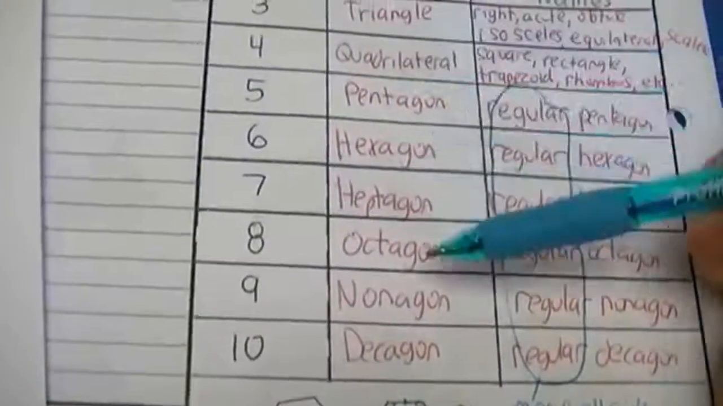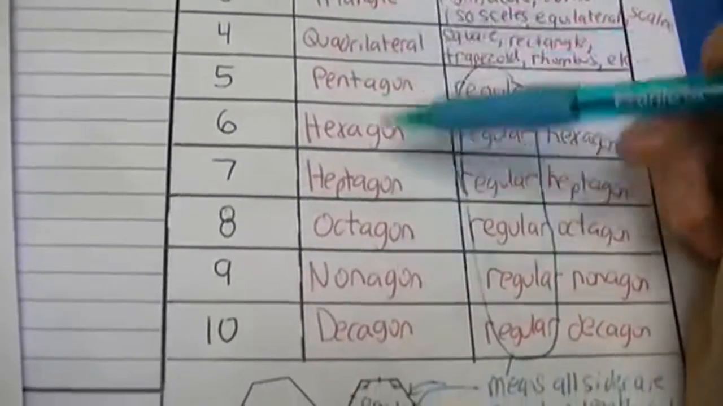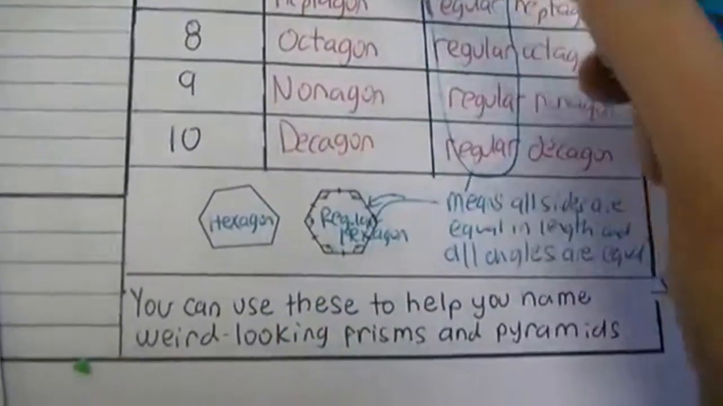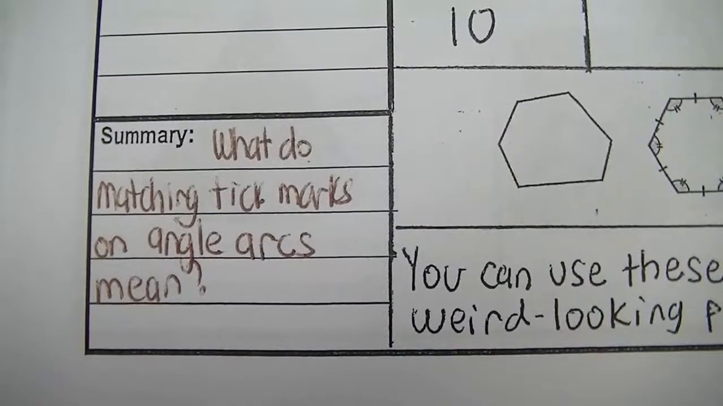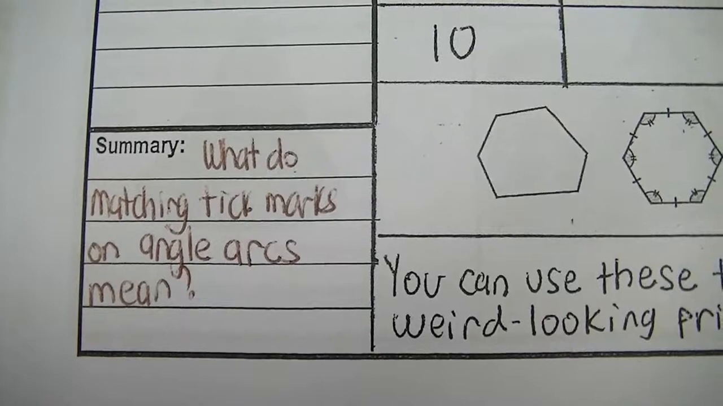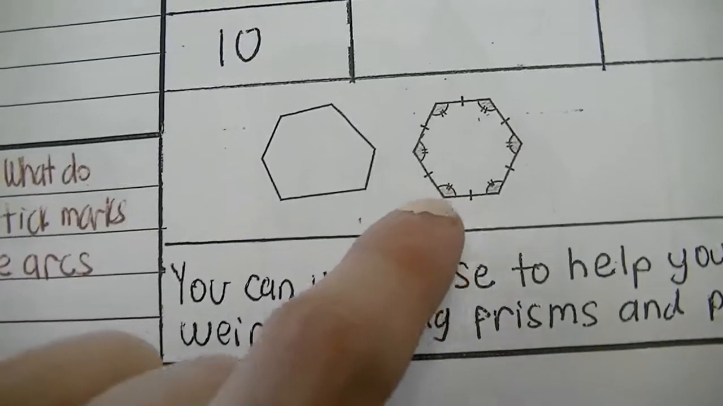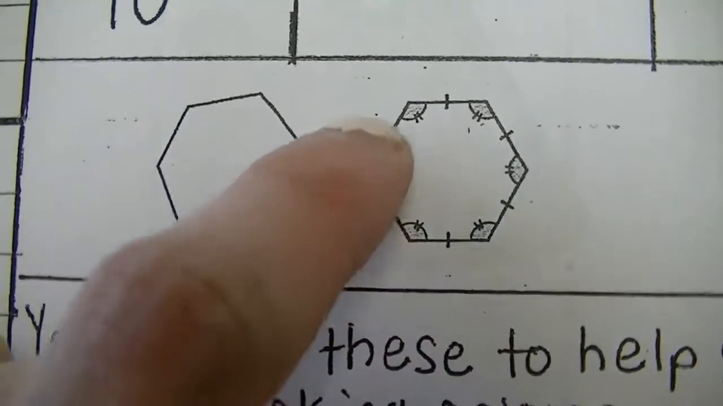So if you're curious about why I just went over this, that you learned in a previous grade level, you can use those to help you name weird-looking prisms and pyramids, which you'll see on the next page. Your summary asks, what do matching tick marks on angle arcs mean? So see these matching tick marks right there on the arcs of those angles?